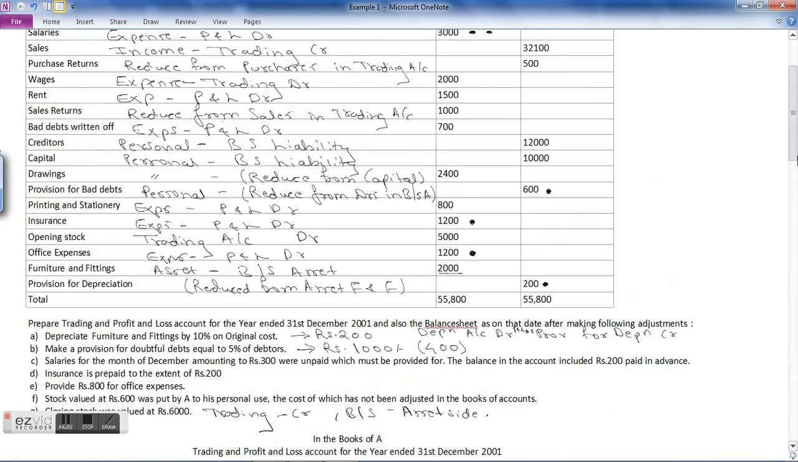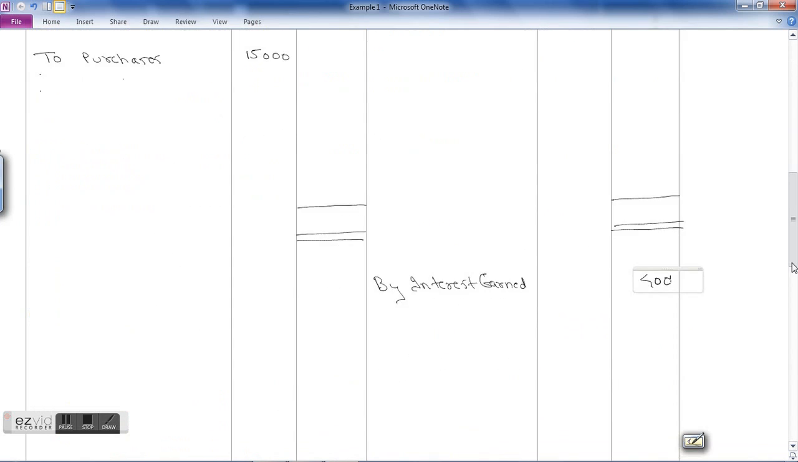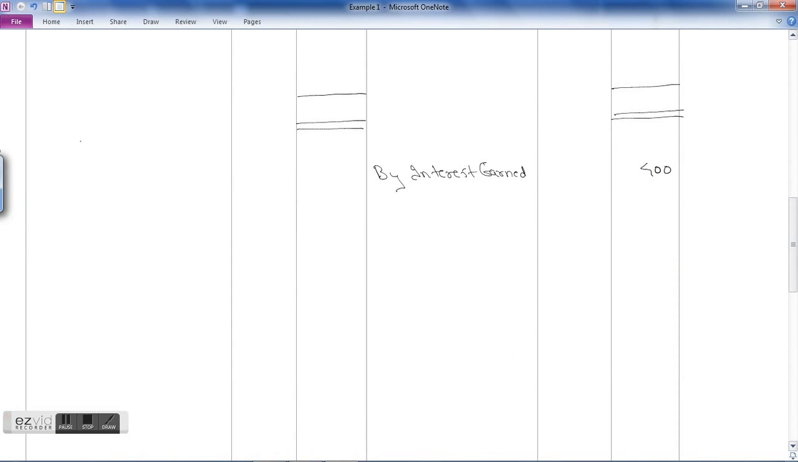Next, salaries expense, profit and loss account debit side. Then there are two dots near the amount of the salaries, that means there are two adjustments, so we'll leave some space. So profit and loss account debit side, to salaries 3000. Since it has adjustments, we'll put the amount in the inner column.